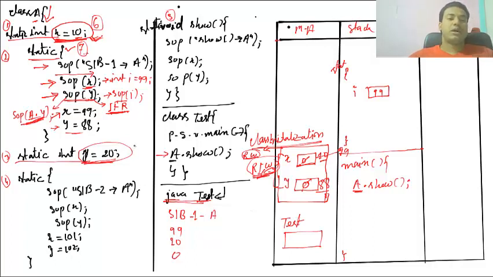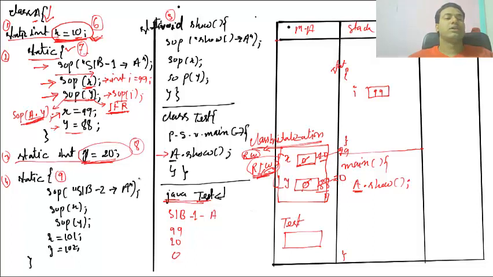Now control comes to step number 8. This is step number 8. y should be initialized with 20. So y is reinitialized, which was 88. Again it is reinitialized with 20 at this point. Once this is over, y is initialized with 20. Now the y value is 20, and that is over. Then control goes to the next static block.